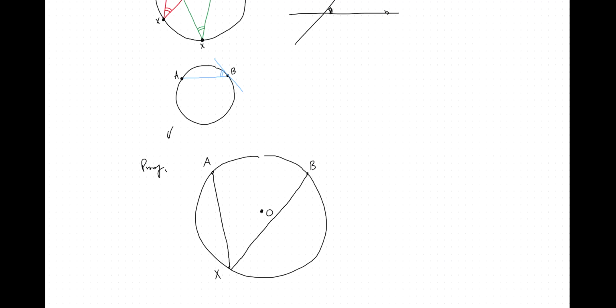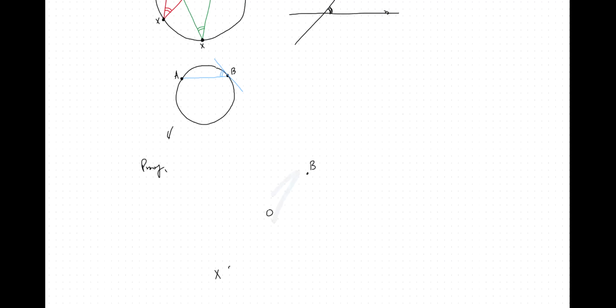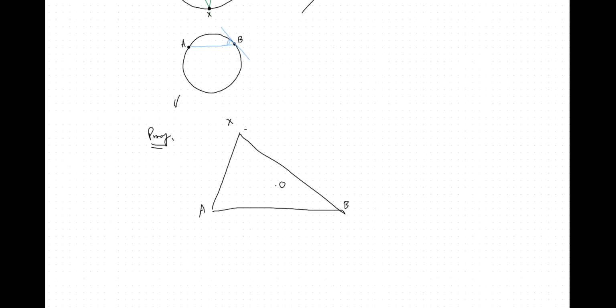Well, in fact, let's not do it like this. Let's do it like this. Let's just draw the triangle and say, okay, we have X, A, B, and point O. Okay, so there is the circle. So what I will show is this.